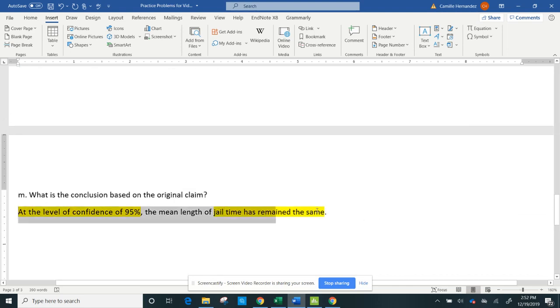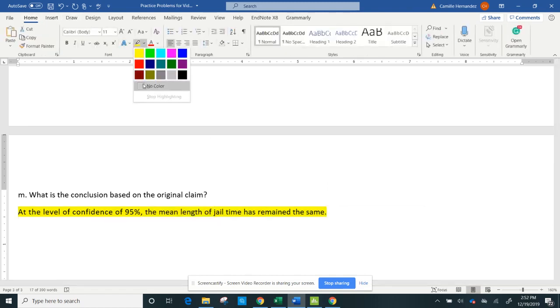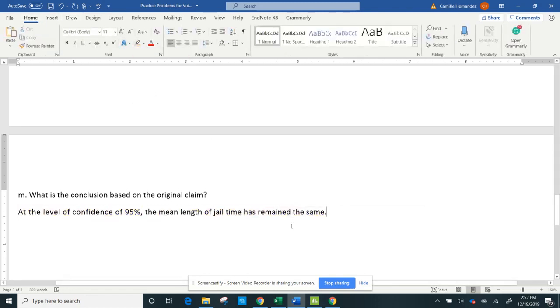So yeah, what did we find? I'm going to get rid of the highlighting so it might be easier to look at. At the level of confidence of 95%, the mean length of jail time has remained the same. So it hasn't changed. So even though they looked at this sample to see if it had changed, it hadn't.